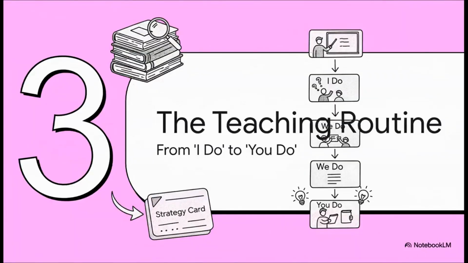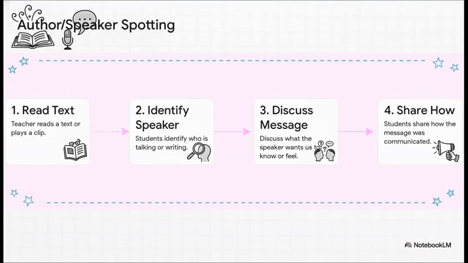Okay, so our goal is clear. We know what evidence we're looking for. Now we're ready to teach. Let's shift over to the strategy card and see how this all builds into a simple but really powerful instructional routine. We're going to walk right through that gradual release model from I do all the way to you do. This strategy is called author/speaker spotting, and it's a super simple 4-step routine. First, you read the text. Then, you guide students to identify the speaker.